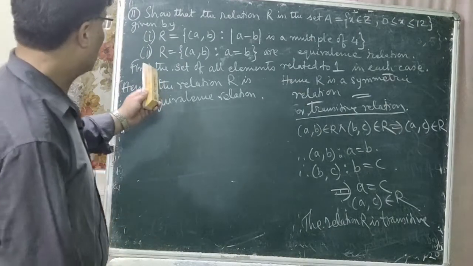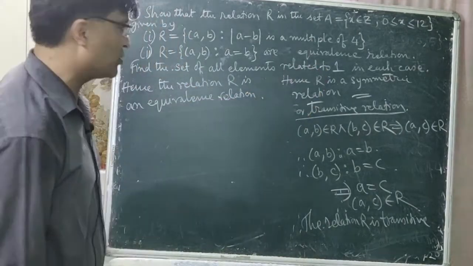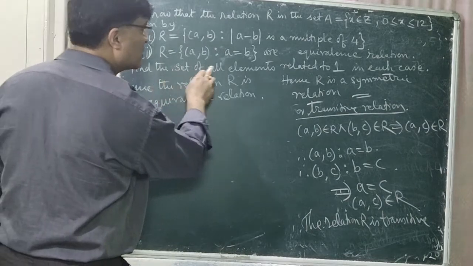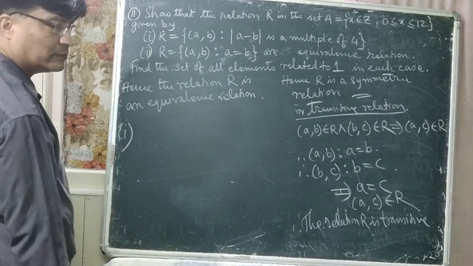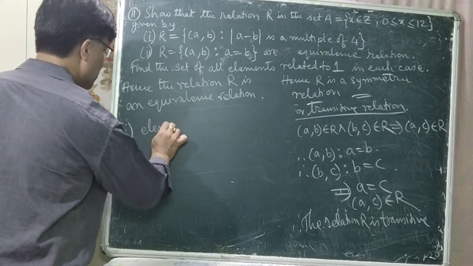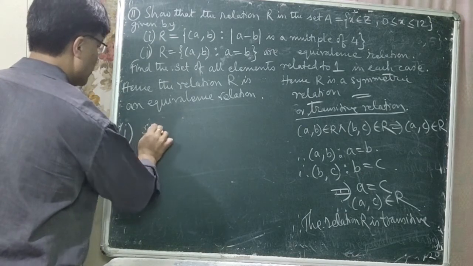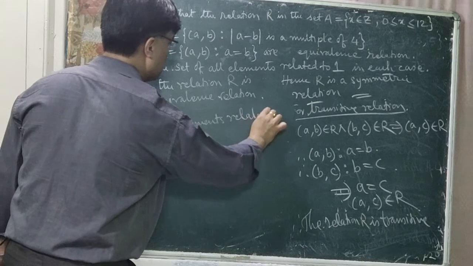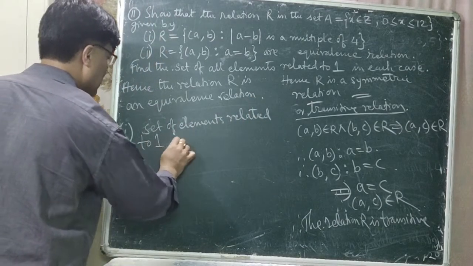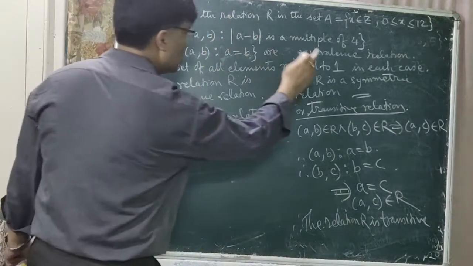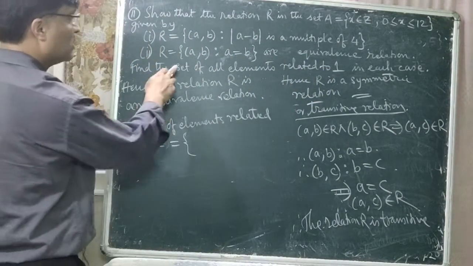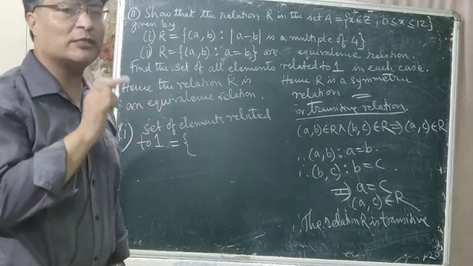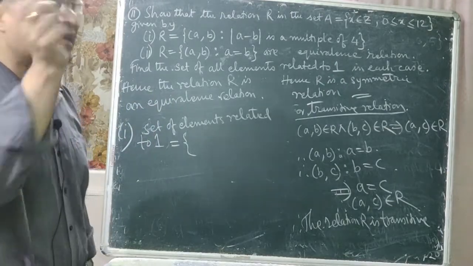Now last part. Find the set of all elements related to 1 in each case. In each case means for number 1, you have to find out the set of all elements related to 1, isn't it? Set of all elements related to 1, in that case 0 less than or equal to x less than or equal to 12 means 0, 1, 2, 3, 4, 5, 6, 7, 8, 9, 10, 11.